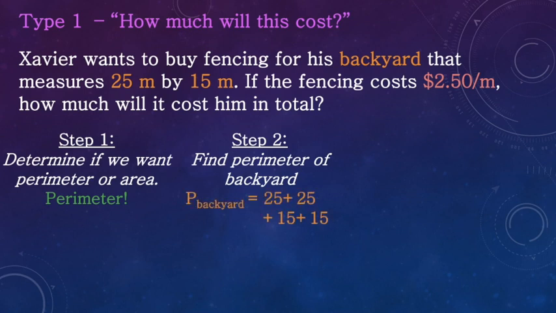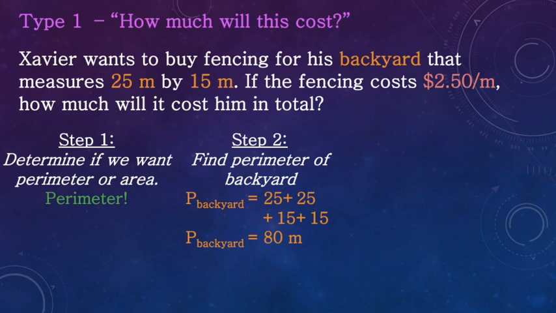So this is what my equation is going to look like. Perimeter of the backyard is equal to 25 plus 25 plus 15 plus 15. Do not forget that there's 4 sides. Don't just add 25 by 15. Now, easy enough, 80 meters is my total perimeter.